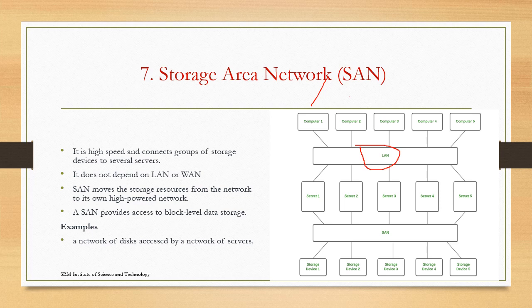We already connected the computers using LAN. Each LAN connection is connected with some server, and that is connected with a storage area network. That storage area network will act as a centralized server of the remaining servers, and then it will distribute the network to the storage devices. Whatever device needs to be connected with this storage area network will get the resources, internet resources.